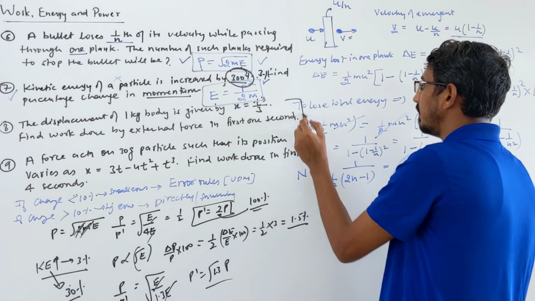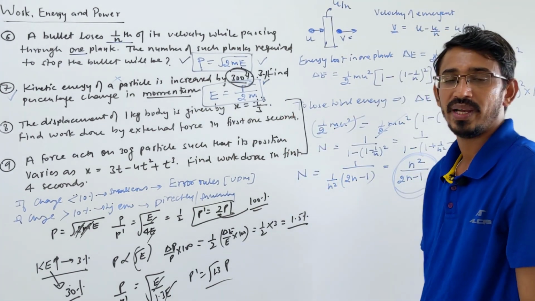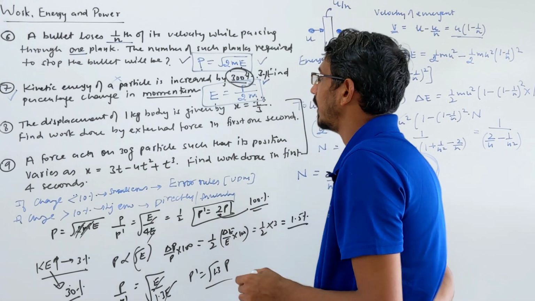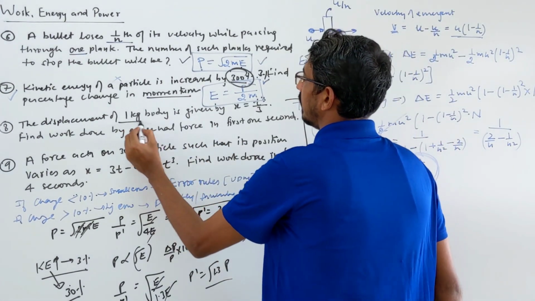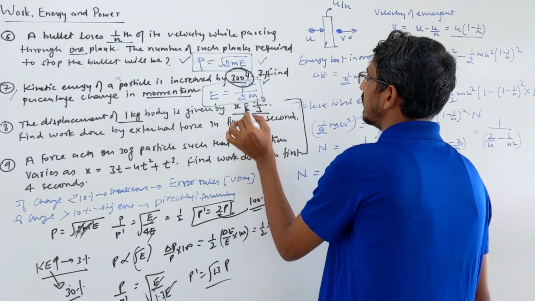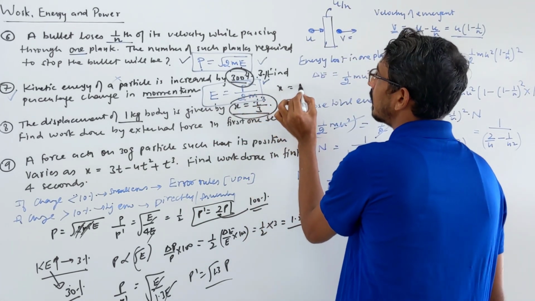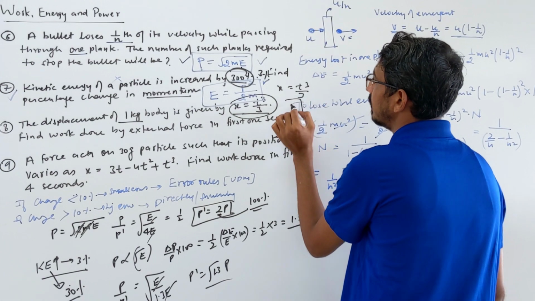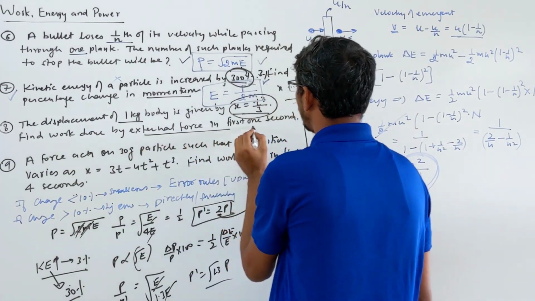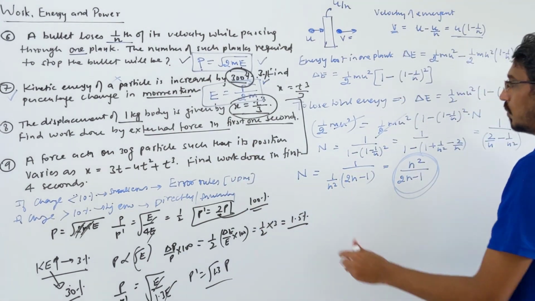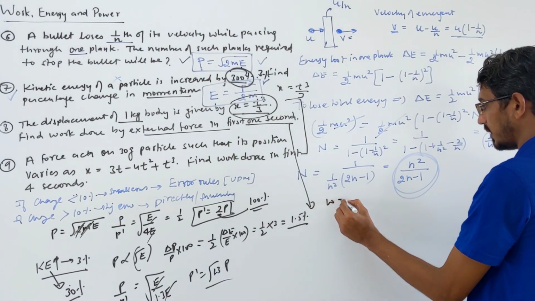Now displacement variable, this type of question we will do, where displacement will be varying. Look at this problem. The displacement of a 1 kg body is given by this formula, x is equal to t cube by 3. The work done by the external force in the first 1 second is what? So they are asking for work done. So work done is what?